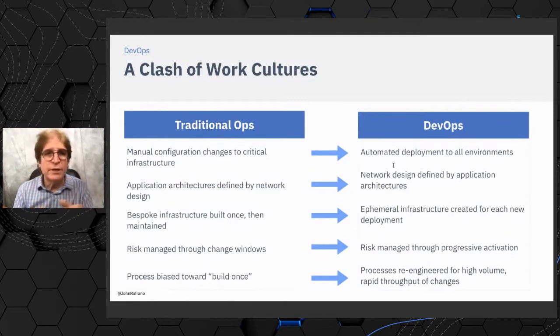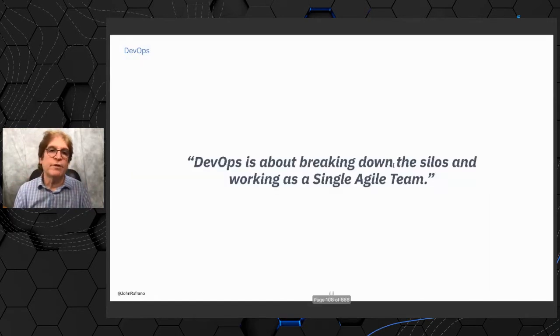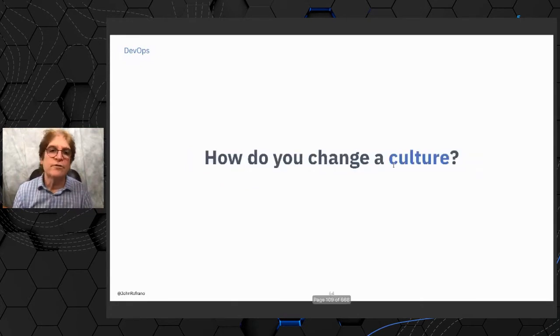Instead of manually configuring things, you automate the configuration. Instead of bespoke infrastructure, you have ephemeral infrastructure that's infrastructure as code, right? So you really want to turn all this stuff on its head and make it more efficient. And immutable delivery, we're going to learn about Docker and Kubernetes at the tail end of this module. And so these are technologies that help us do the immutable delivery that we need. So DevOps is about breaking down these silos, working as a single team.